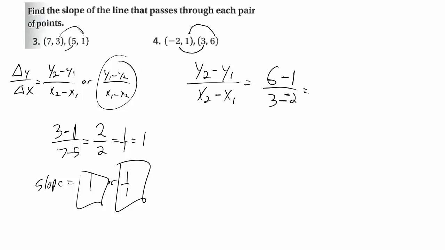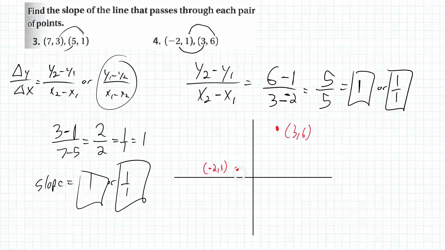But again, I'm just doing change in y over change in x. What is important is that you do the change in y on top, change in x on the bottom. And this one is also a slope of 1. Just to check that this is a slope of 1, you can do this graphically. Plot the 2 points, and you can check the slope that way.